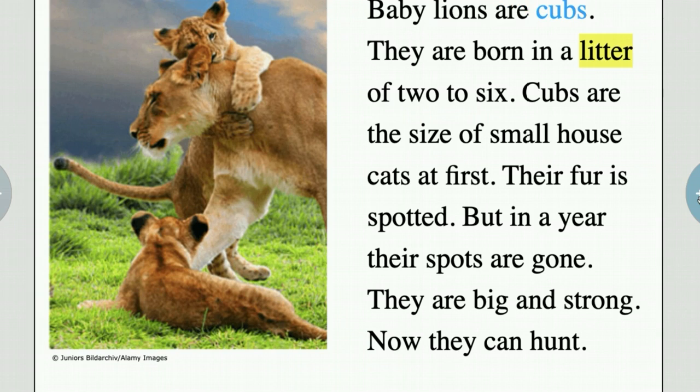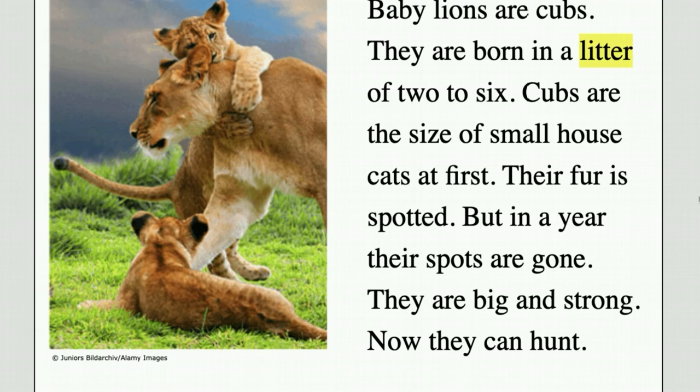Baby lions are cubs. They are born in a litter of 2 to 6. Cubs are the size of small house cats at first. Their fur is spotted, but in a year their spots are gone. They are big and strong. Now they can hunt. So baby lions are called cubs.